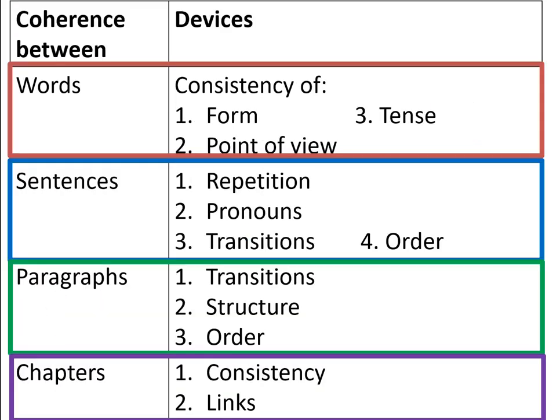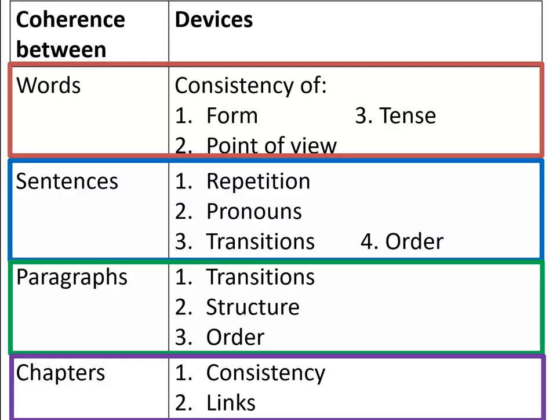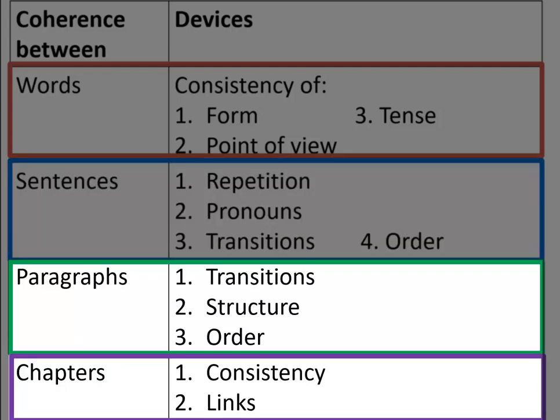So we've seen that it's important to have coherence between words by having consistency of form, point of view, and tense. And it's important to have coherence between sentences. And devices we can use to help us with that are repetition, use of pronouns, transitions, and use of a logical order. In a similar way, we need to use these techniques between paragraphs and between chapters to promote coherence on a larger scale within text.